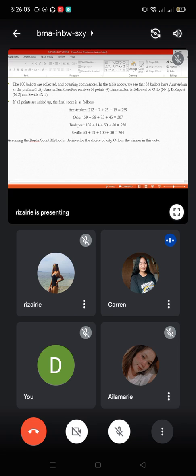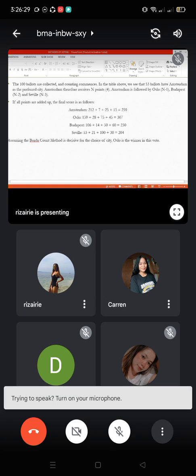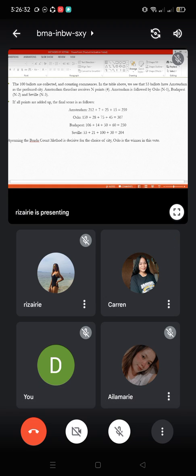Oslo: 159 plus 28 plus 75 plus 45 equals 307. Budapest: 106 plus 14 plus 50 plus 60 equals 230. Sevilla: 53 plus 21 plus 100 plus 30 equals 204. Assuming the Borda count method is decisive for the choice of venue, Oslo is the winner in this vote.